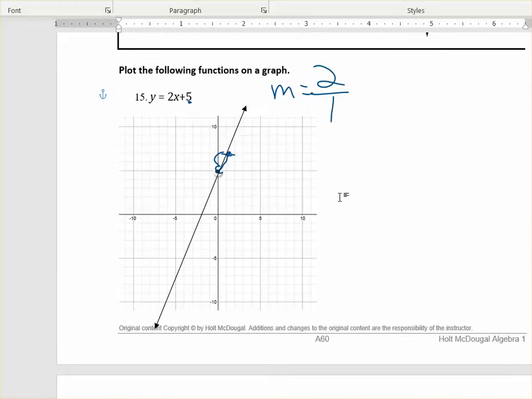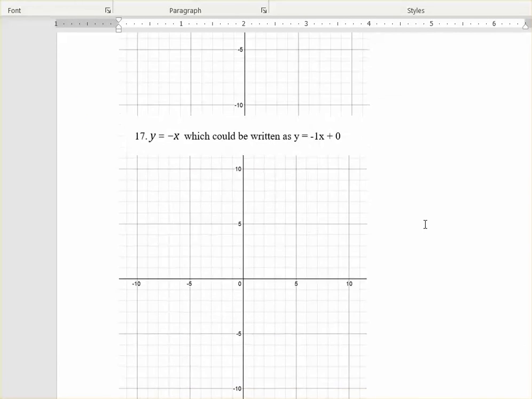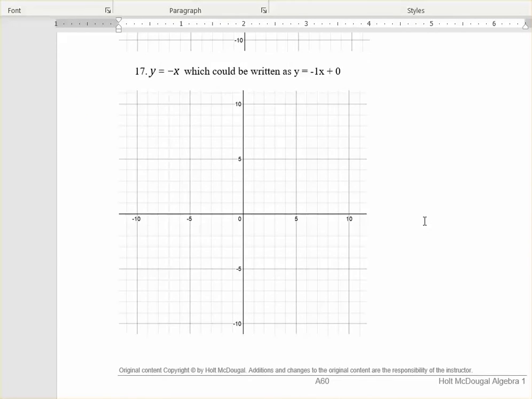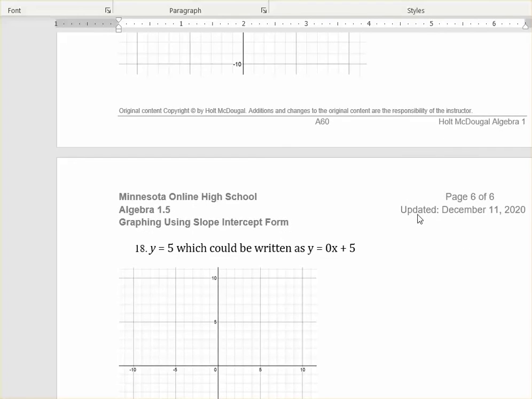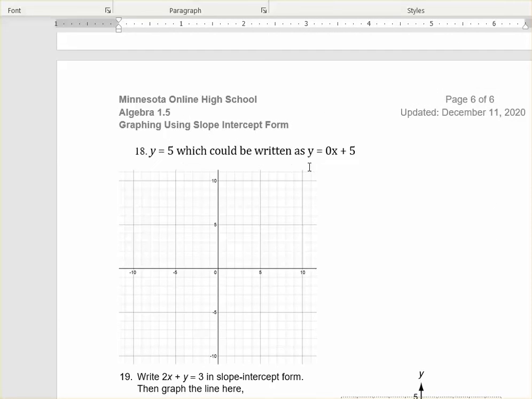All right, and I think there's one more like that. Oh, 2 more like that. And there's some hints on these, like number 18. It says y equals 5. Well, that could be written as y equals 0x plus 5. So I know I need a point at 5, like we did on the last one too. But there's no slope. The slope is 0. So think back. If the slope is 0, what kind of line has a slope of 0? And the answer is horizontal.